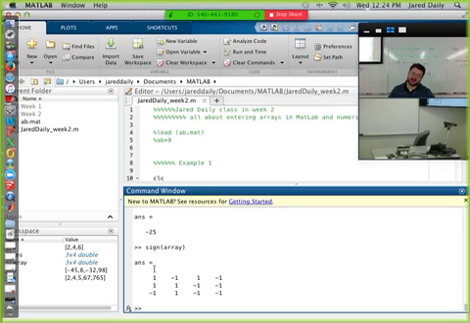So the first one in this first row, first column is positive. Second row, first column is positive. Third row, first column, negative, and so on. So it shows me the placement of all my negative numbers, which can also be useful.